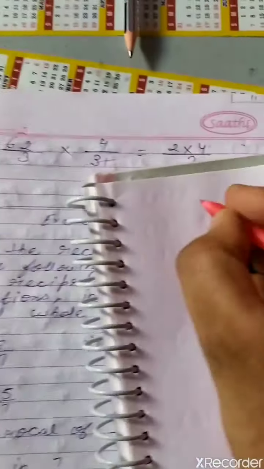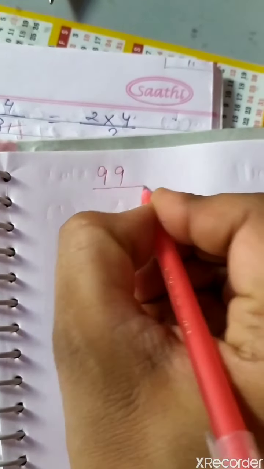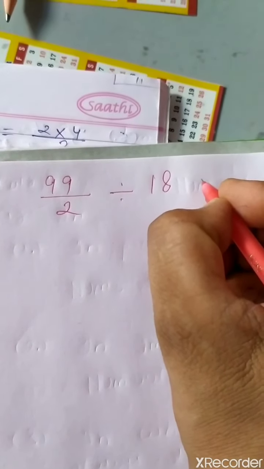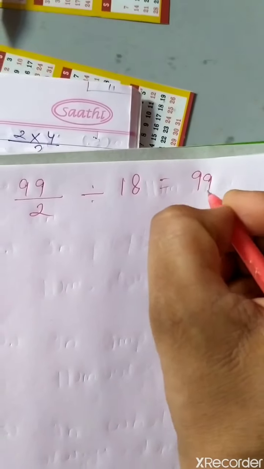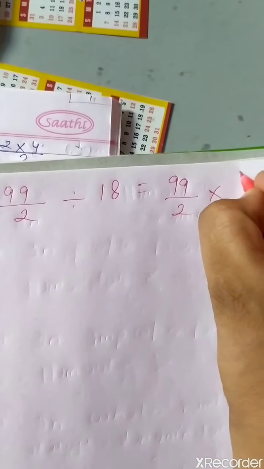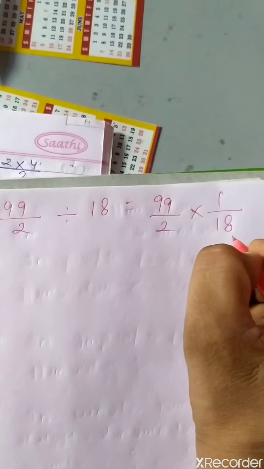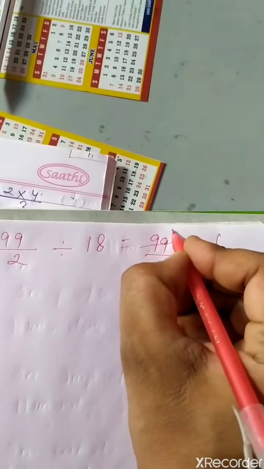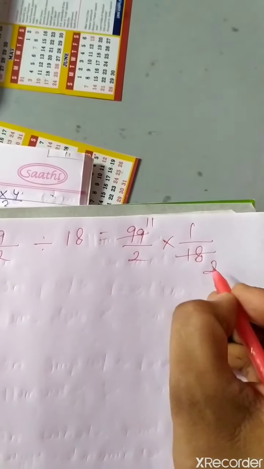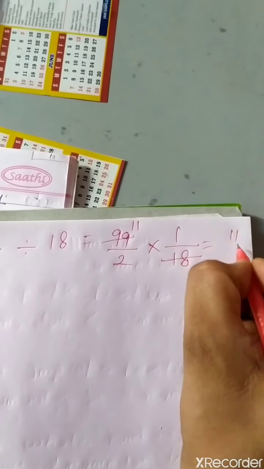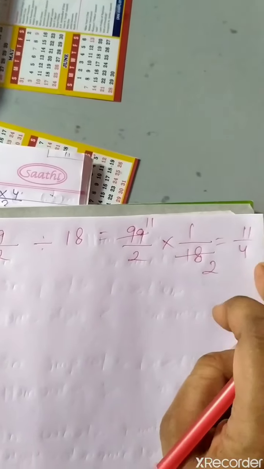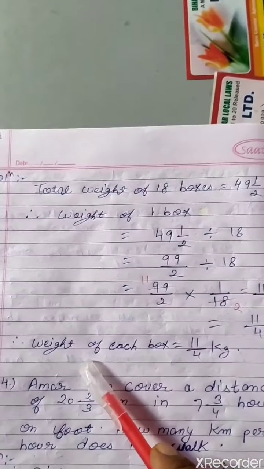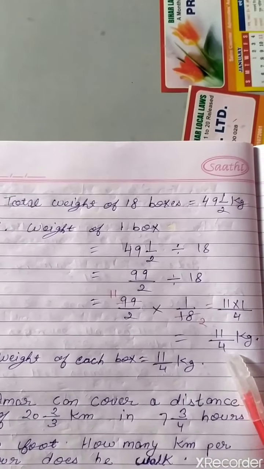So we will divide here 99 by 2 divided by 18. You will get 99 by 2 into 1 by 18. So here 9 into 2 times, here 9 into 11 times. This numerator and denominator you can divide, so the answer comes 11 by 4. This is 11 by 4 kg. So the weight of each box is 11 by 4 kg.